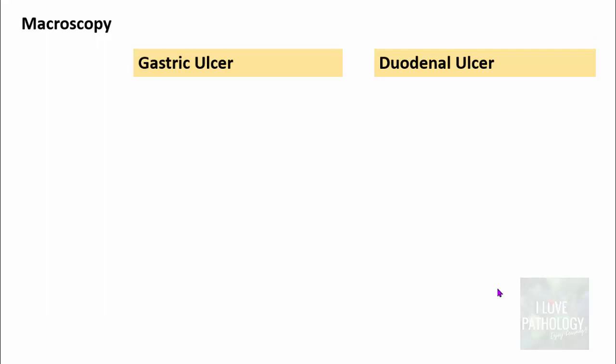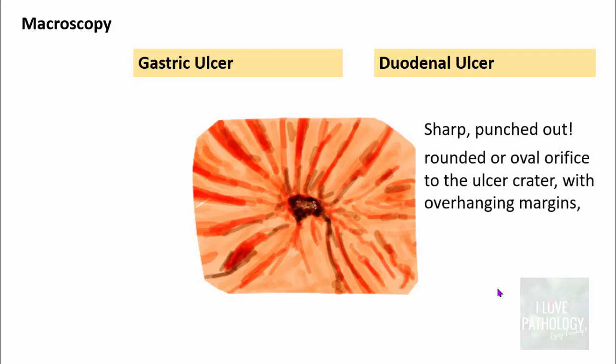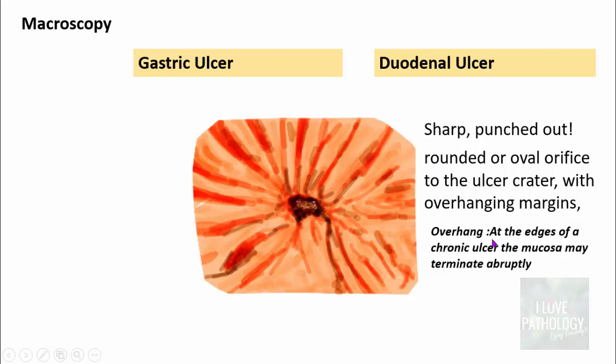Both the ulcers have a similar appearance. They are usually sharp, punched out ulcers, as I told you earlier. They have a rounded or oval orifice to the ulcer crater with overhanging margins. Now, what do you mean by overhanging margins? That means at the edges of this ulcer, the mucosa terminates abruptly. This is called overhanging margins. The size of the ulcer might vary.